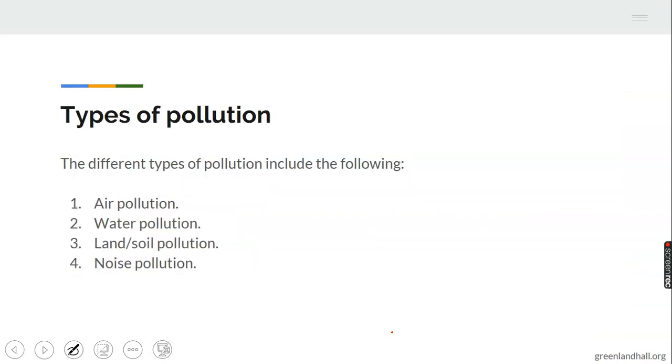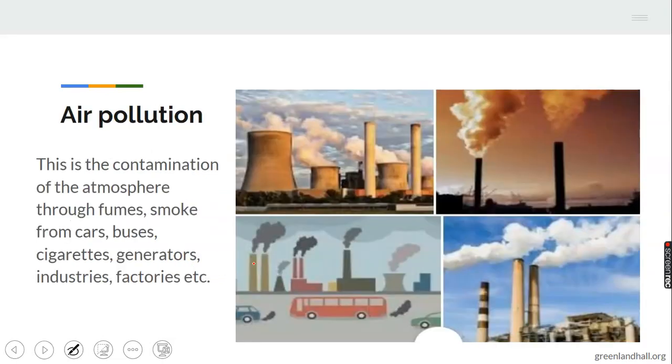Now, we have different types of pollution. This pollution we are talking about comes in different types. Now, we have the air pollution. Air, you cannot see air, though we breathe in air. And then, when the air becomes polluted, that's what we call air pollution. The air is no longer clean. We have water pollution, when water is no longer safe for drinking. We have the land or the soil pollution, and we have noise pollution. We are going to be looking at them.